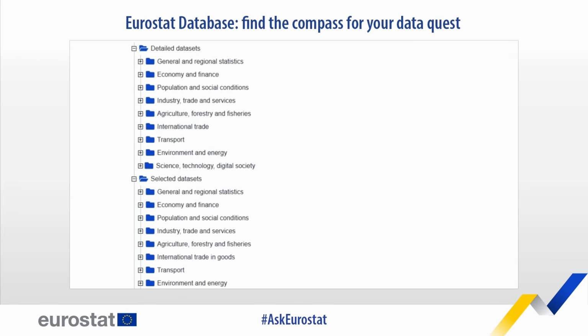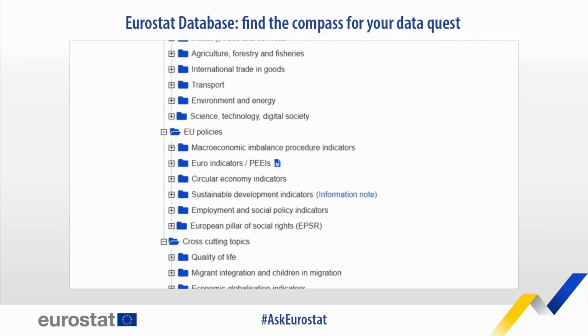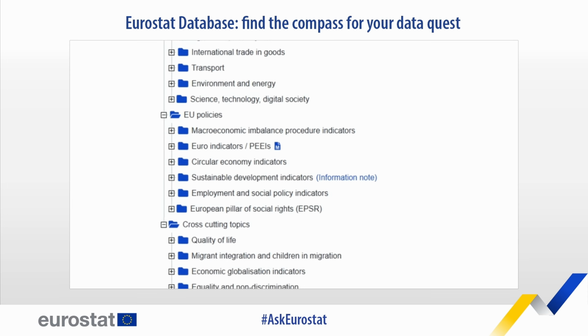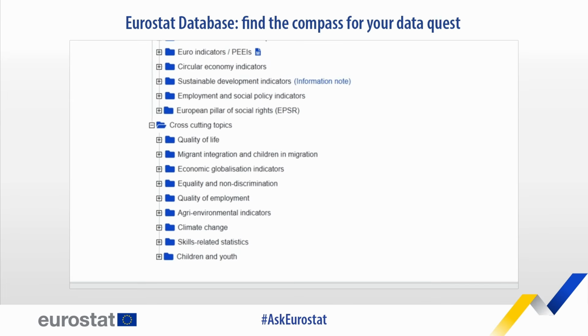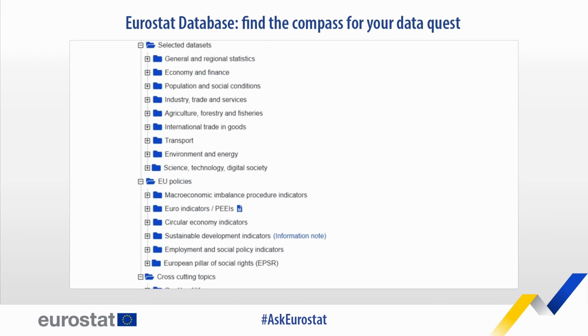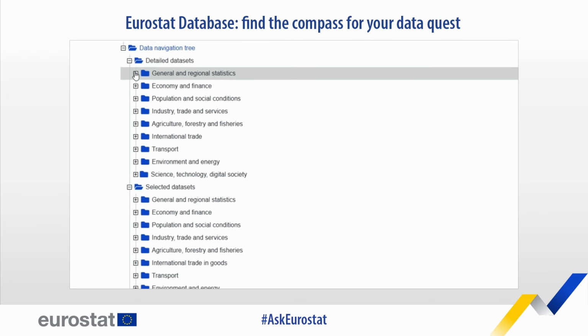The third folder I mentioned earlier presents datasets organized according to specific EU policies, such as Euro indicators or Sustainable Development indicators. Finally, cross-cutting topics offer a selection of statistical topics that are obtained from different data sources and collections. Some examples here are quality of life or climate change. When it comes to updates, data in the data navigation tree are updated twice a day at 11 a.m. and 11 p.m. Central European Time.